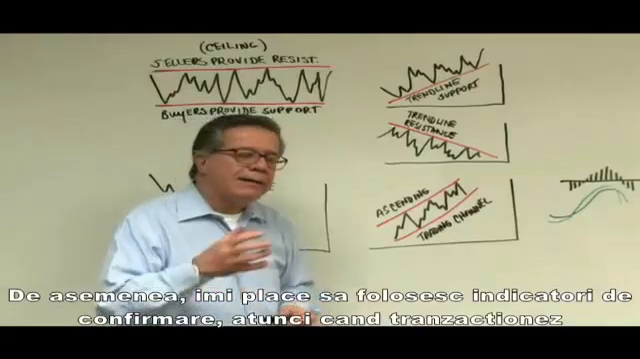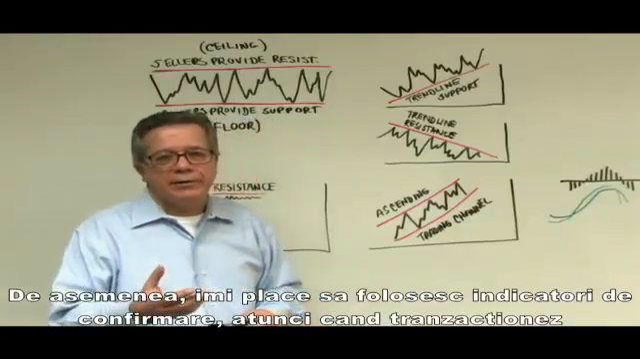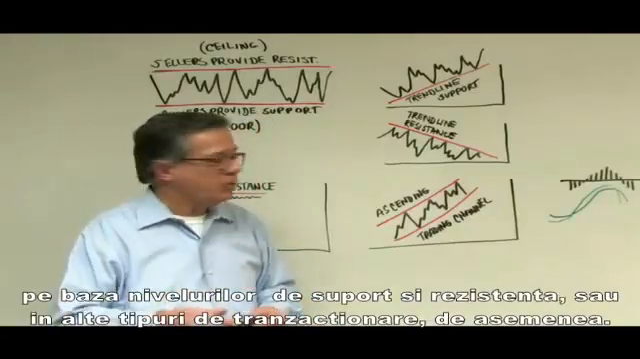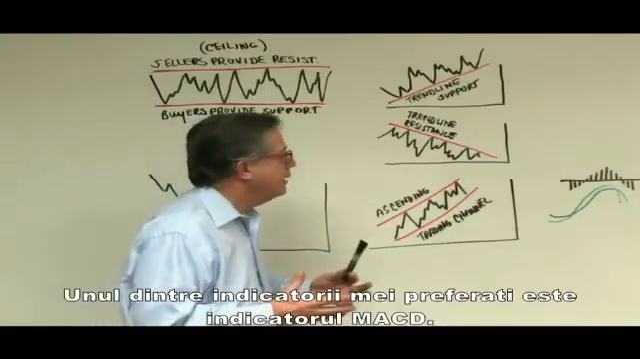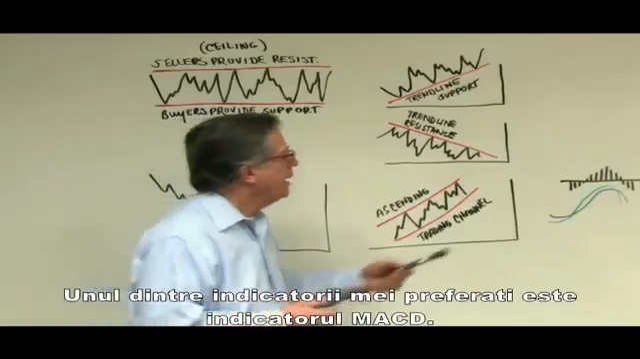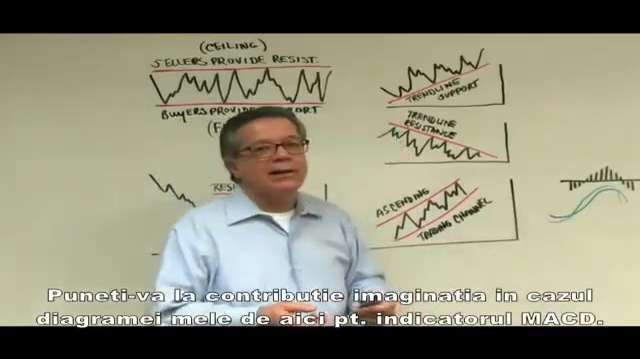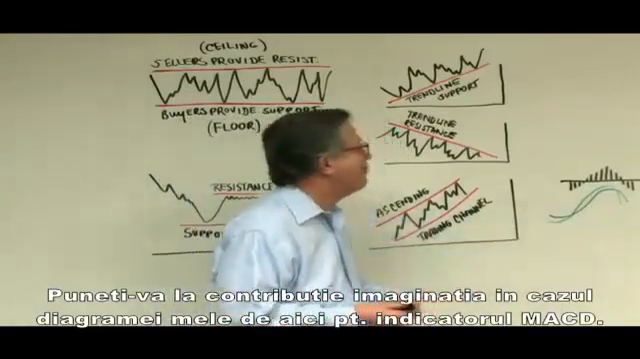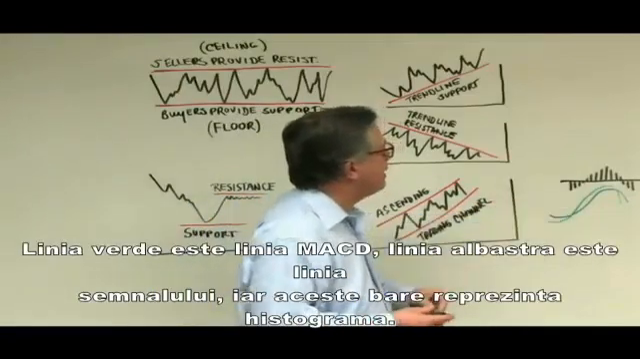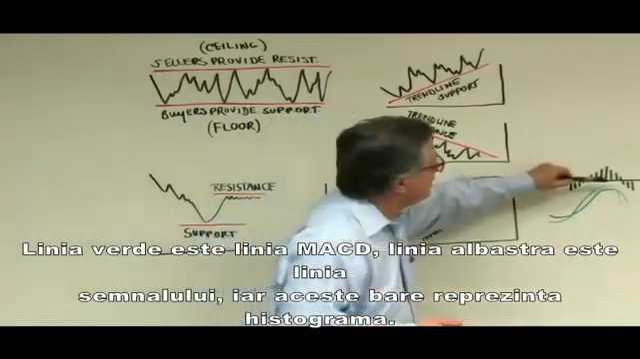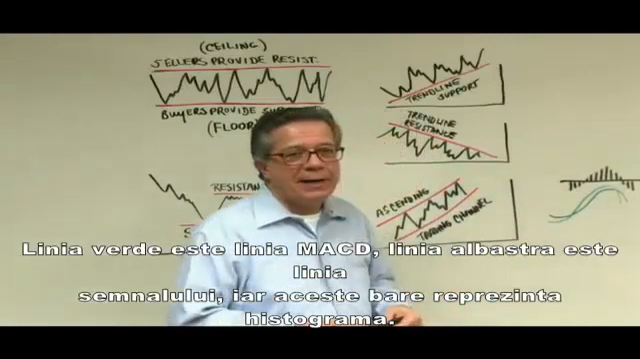Also, what I do is I like to use confirmational indicators in my trading, whether it's with support or resistance levels or other types of trading as well. One of my favorite indicators is the MACD indicator, and use your imagination a lot on this diagram of my MACD indicator here. The green line is the MACD line, the blue line is the signal line, and these black lines represent the histogram bars.